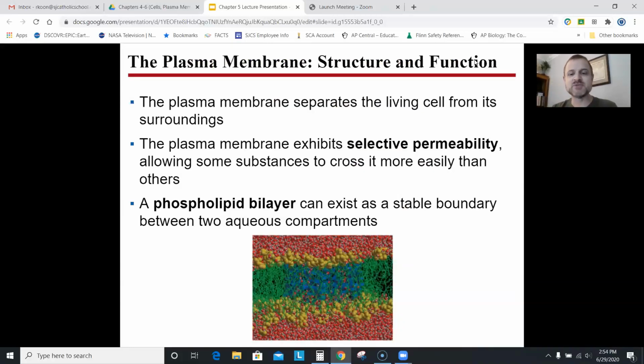So this slide, we've kind of already said this. The term selective permeability describes the cell membrane. Cell walls are not selectively permeable, but cell membranes are, and all cells have cell membranes. So all cells have this feature. We've discussed from a previous chapter that the cell membrane is a phospholipid bilayer.